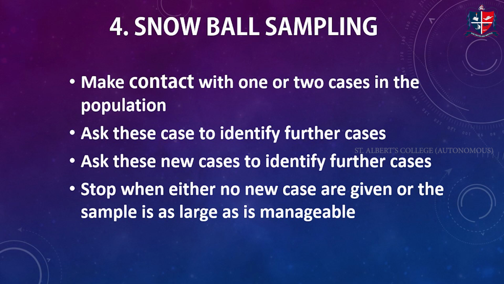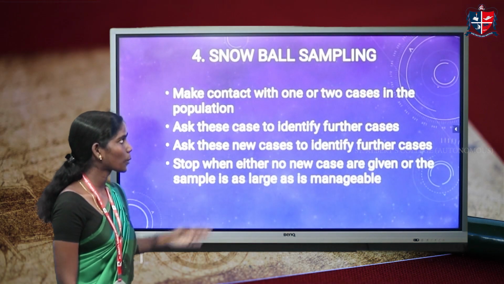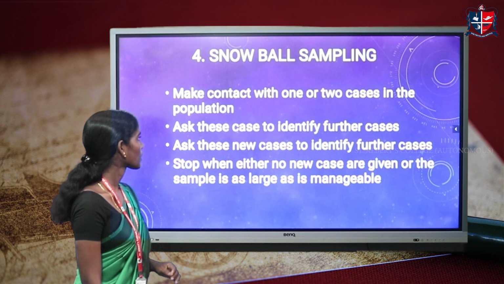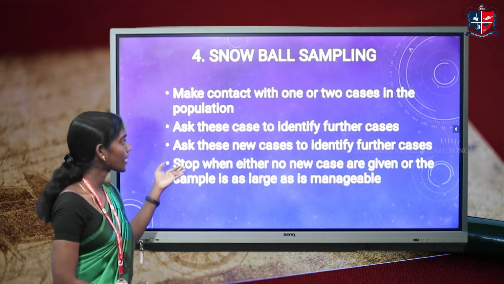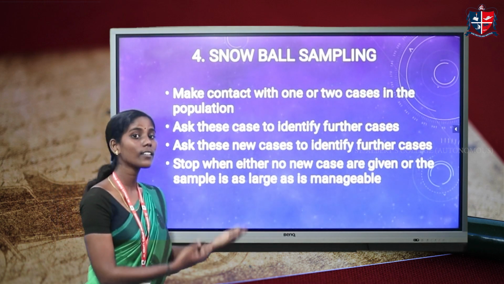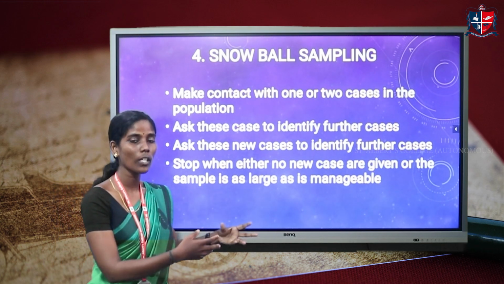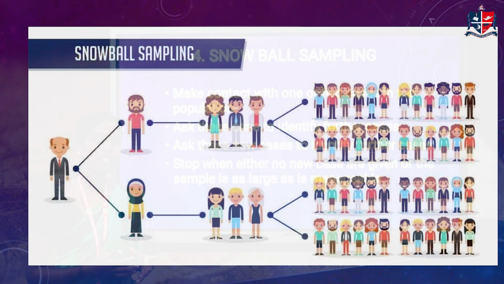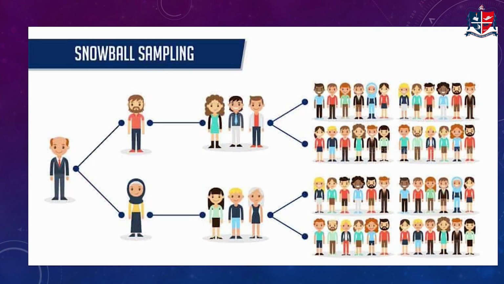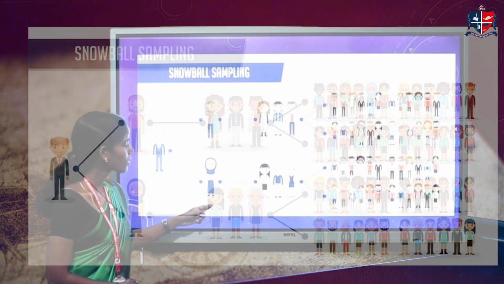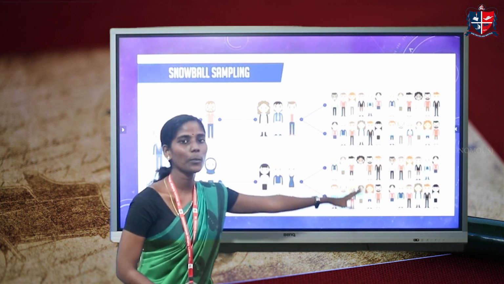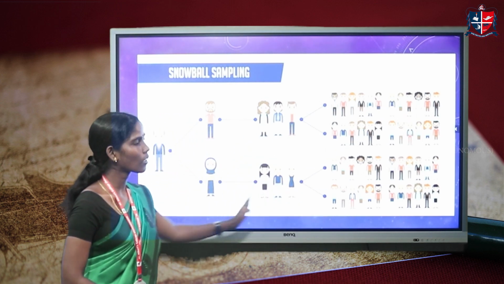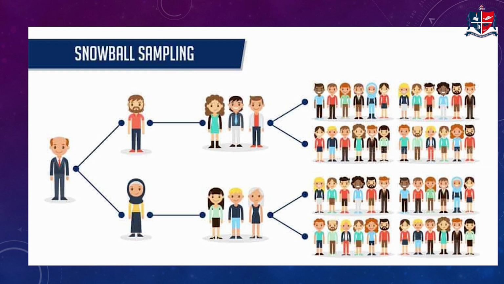Next one, snowball sampling. Here, the researcher makes contact with one or two cases in the population. Ask these cases to identify further cases. And ask these new cases to identify other cases. And this procedure goes on until he gets a sufficient number of units. This is the procedure. The researcher will contact these two persons. These two persons will connect to these three persons. And these three will connect to other persons. Okay, this chain will go on to the end, in which the researcher will get a sufficient number of samples.